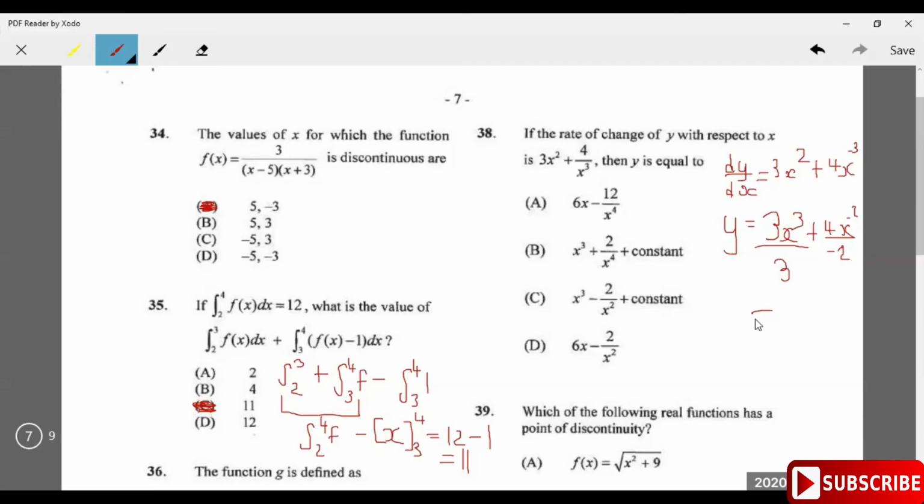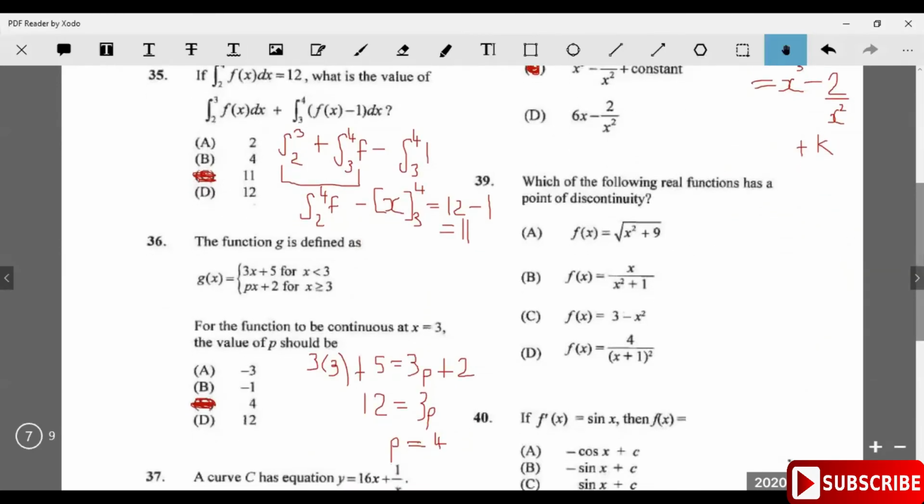So what I'm getting is just x cubed. 4 over minus 2 is just minus 2, so I'm getting minus 2. Then x to the minus 2 is over x squared. And remember, when we integrate, we get some constant, so I just put plus k, plus some constant k. It looks like option C. Easy question.